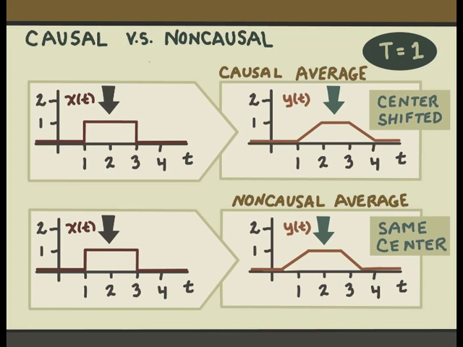I'd like you now to look at the center of the waveform for both the input and the output. The center of the x of t waveform is at 2 seconds. For the causal moving average, the center has been shifted. It's now at 2.5 seconds. For the non-causal moving average, the center is at 2 seconds, which is the same as the input.